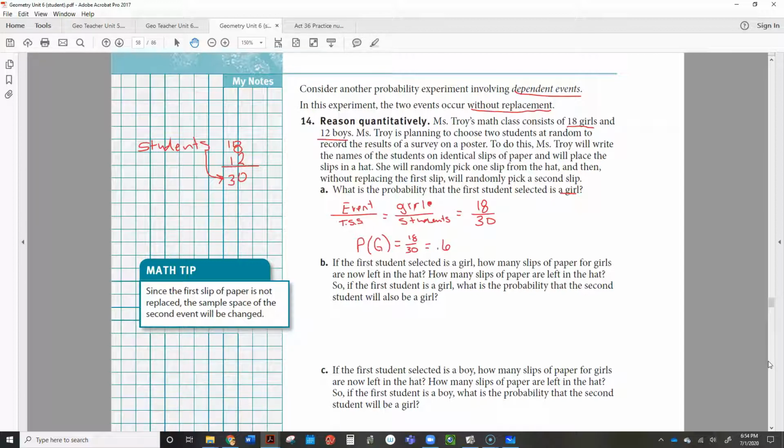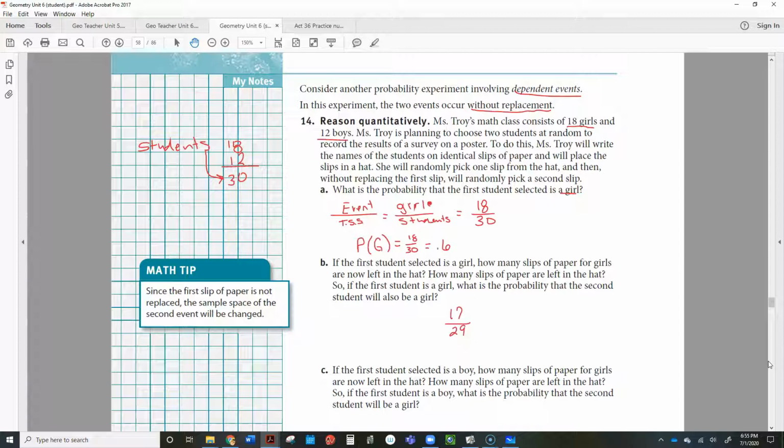Now it says, if the first student selected is a girl, how many slips of paper for girls are now left in the hat? Okay, so we've picked one slip of paper out, and it was a girl. Are there still 18 slips of paper? No, there's not. There's only 17 slips of paper. And how many total pieces of paper are left in the hat? I picked one out. Whether it's a girl or not, I no longer have 30 slips of paper in the hat. I now have 29.